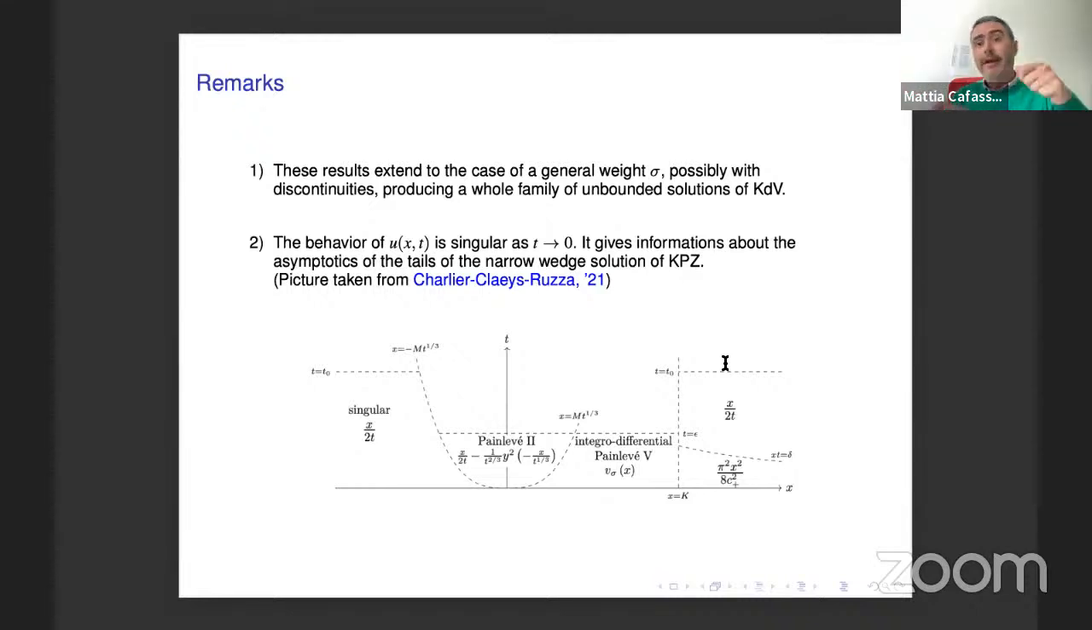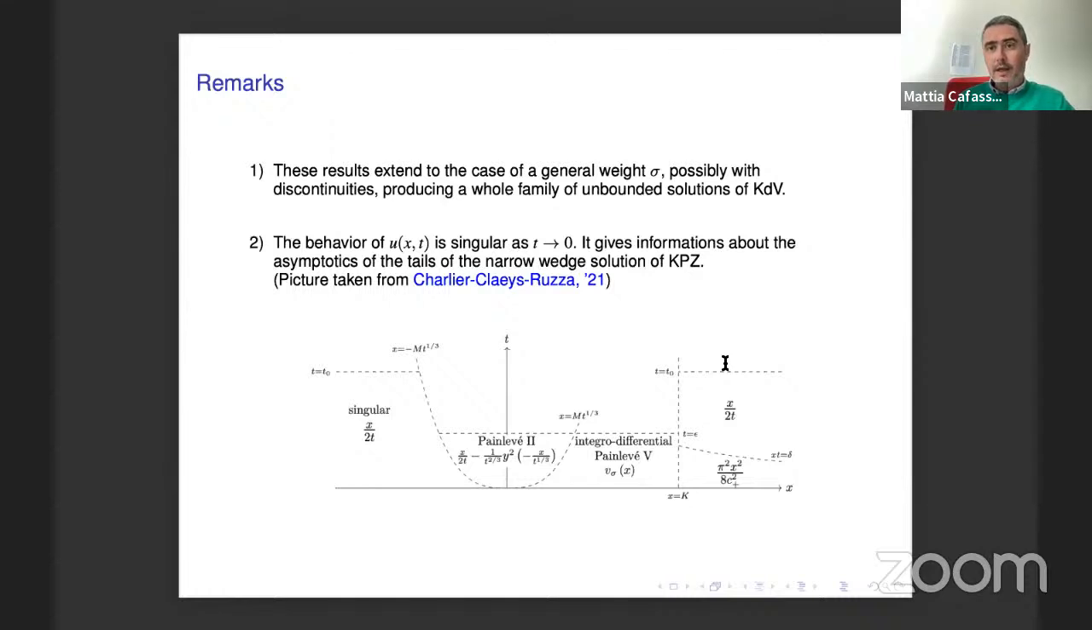a very interesting behavior around t equal to 0, which I will not explain fully, but it is written in our paper with Giulio Ruzza and Tom Claeys, and also in a subsequent paper by Charlier, Claeys and Ruzza, which appeared recently in 2021. And these asymptotics of this unbounded solution of KdV are quite interesting also for applications, because we use them to give asymptotics of the tails of the narrow wedge solution in the theory of the Kardar-Parisi-Zhang equation.